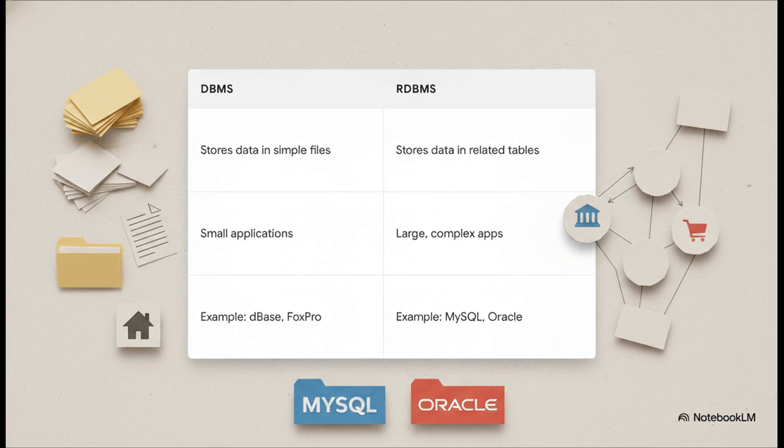Now, a standard DBMS is perfectly fine for small, simple stuff, usually just storing data in basic, isolated files. But for the massive, complex apps we use every day, we need an RDBMS, a Relational Database Management System. The magic word there is relational. An RDBMS doesn't just store data, it stores data in multiple tables and creates smart relationships between them, connecting everything together like an incredibly efficient web. MySQL and Oracle are perfect examples of this.